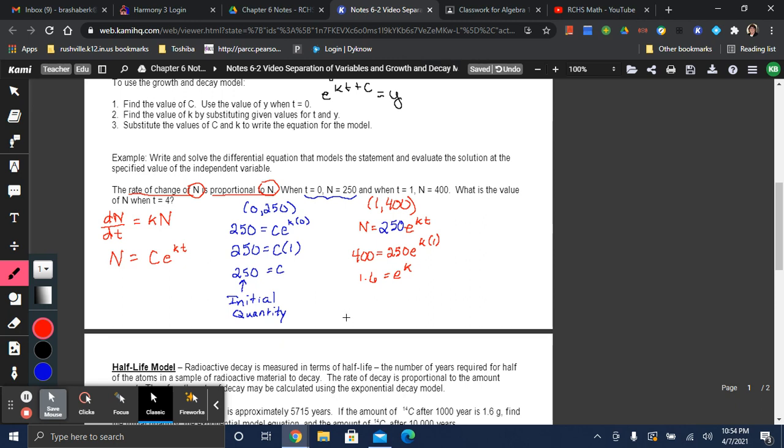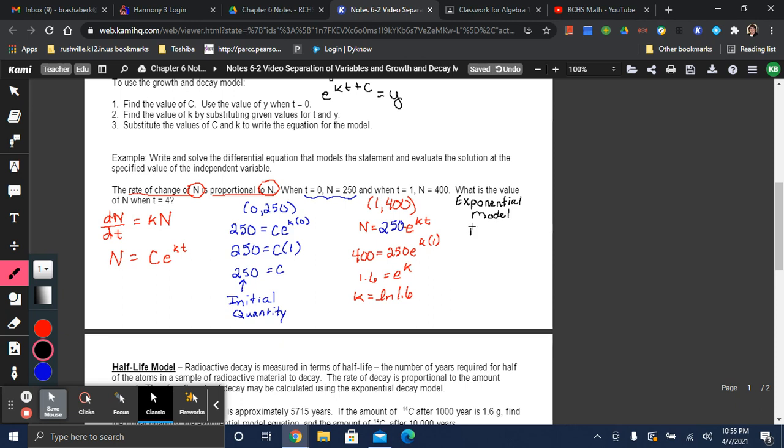And then I can solve that for k by using a logarithm. So k is equal to the natural log, with a base of e, of 1.6. So I get my constant is the natural log of 1.6. If you are asked to give the equation of your exponential model, then you have to know both the k and the c. So I now know both of those.